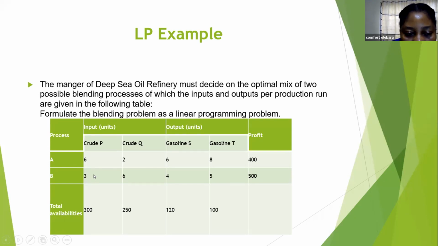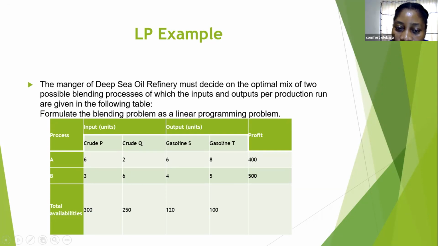That means 6x1 plus 3x2 is less than or equal to, because with inputs you try to reduce what you put into the system, but you try to maximize what you bring out of the system. So most times inputs are expected to be low. It should never exceed what we have as total availability. In that case, 6x1 plus 3x2 should be less than or equal to the total availability of 300. Then 2x1 plus 6x2 should be less than or equal to 250.